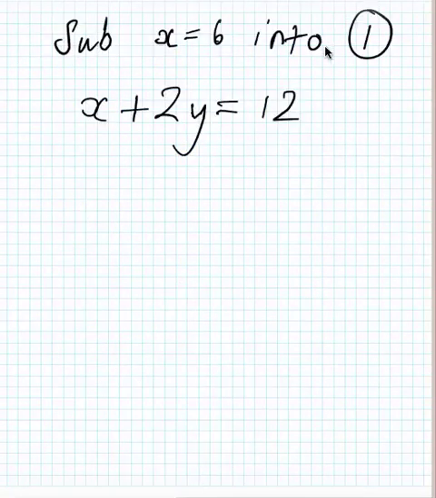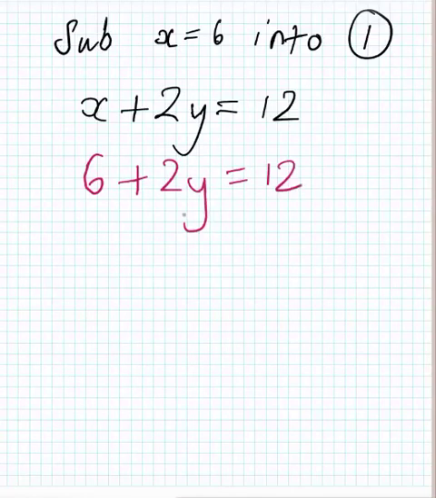So now our next step is we're going to substitute x is equal to 6 into equation 1. Here's equation 1. I've just written it out again for you. So when x is 6, here's my x. Now, we should substitute with brackets, but I can see that I don't need to here. So we've got 6 plus 2y equals 12. And now all we're going to do is solve for y, and we're done.